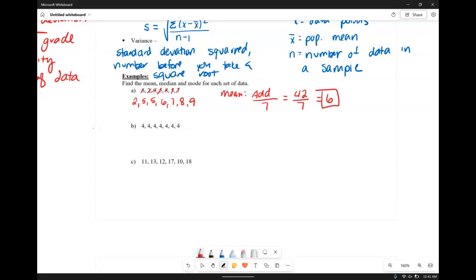Now, we should be able to make sense of this. Does it look like 6 is about average between all these numbers? Yeah, sure. Okay, makes sense. It's in the range. It all makes sense.